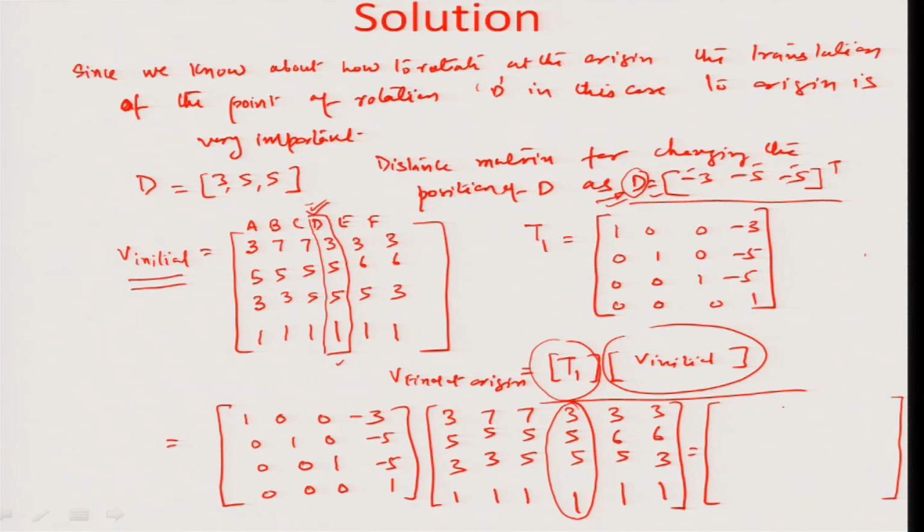So the first element would be recorded as 3 minus 3, the second element as 5 minus 5, the third element again 5 minus 5, and the fourth element would be recorded as 1. Okay? So definitely the whole column gets converted into 0, 0, 0, 1, which is what we need for moving D back to the origin. So this is definitely a valid transformation which has happened, and that way you can look at the first multiplier matrix as T1.